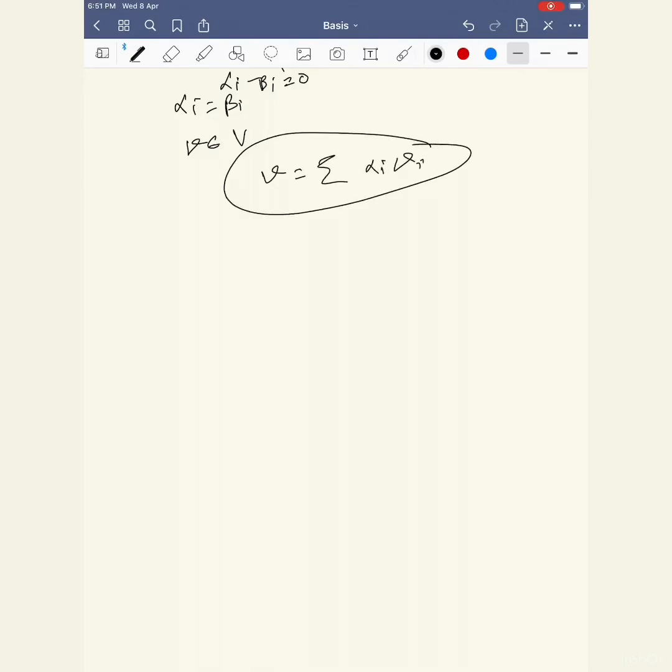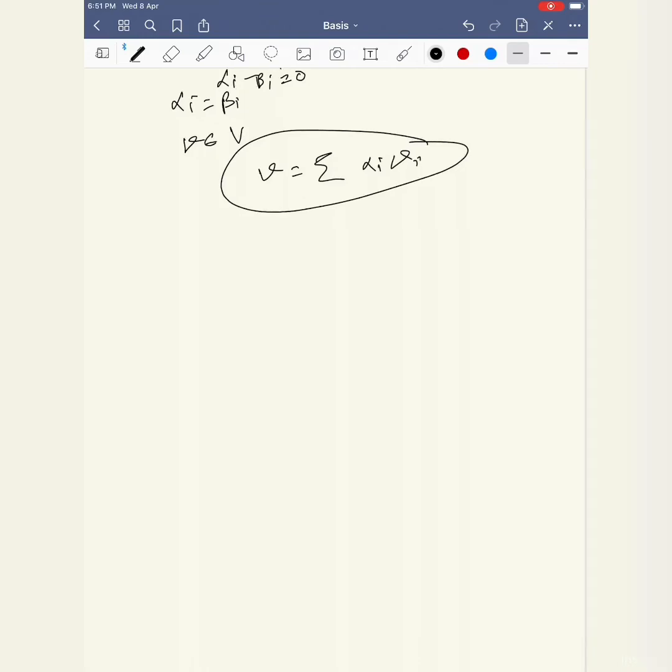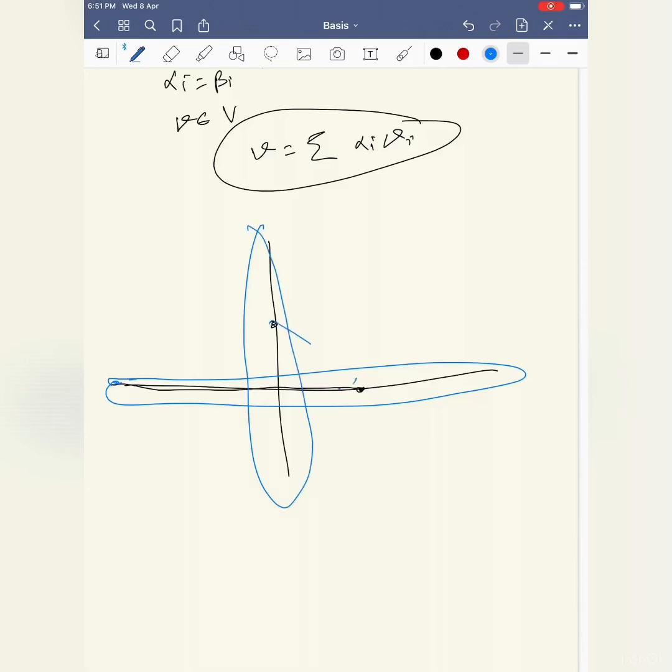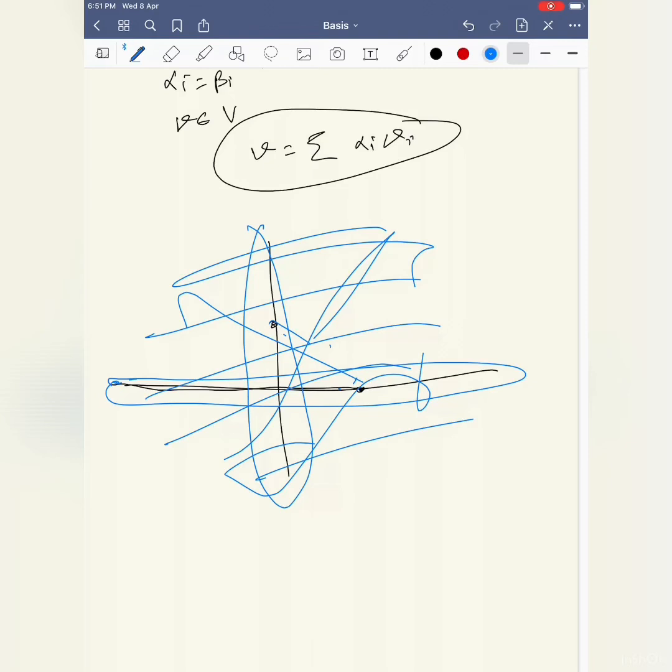Spanning plus uniqueness, this is very important. You see what is happening. Let's say in R2, I have one vector here and I have another vector here. Then this vector controls this entire direction. This entire direction is controlled by this vector. Together they control everything. The whole space they control.